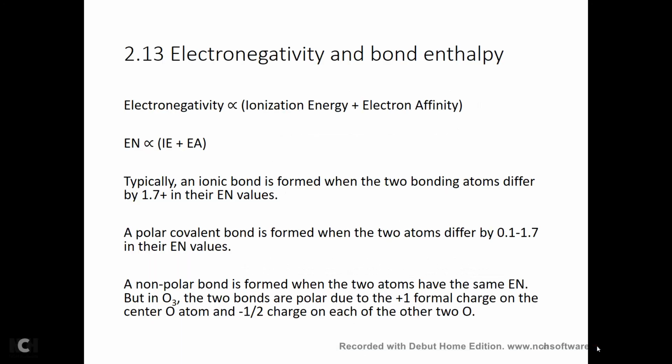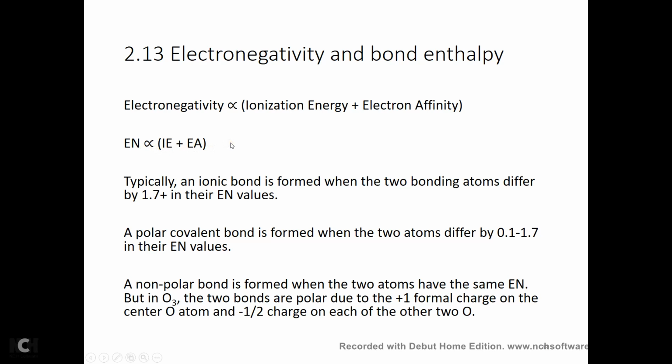Section 2.13 Electronegativity and Bond Enthalpy. Electronegativity is proportional to the sum of the ionization energy and the electron affinity. EN is proportional to IE plus EA.